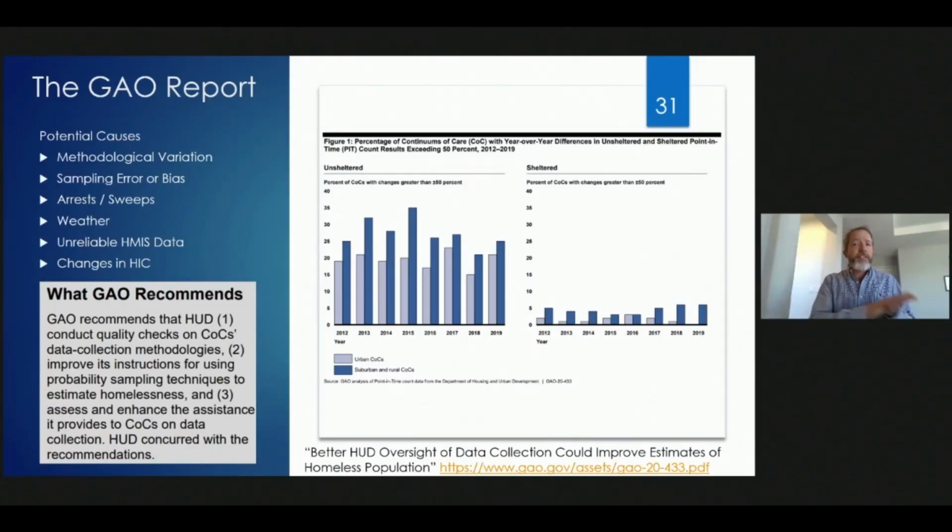Sometimes there's an agenda to have the counts go down, even if that is to the detriment of your own funding, because politically it makes you look better. So, not naming communities or anything, but that may happen.